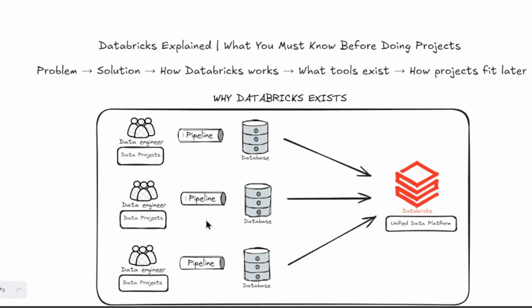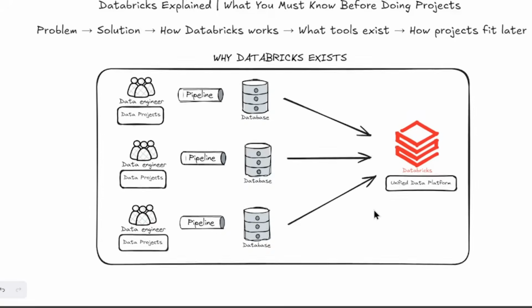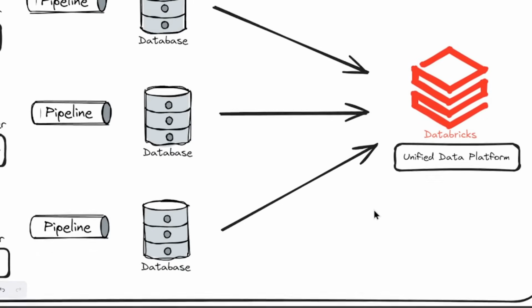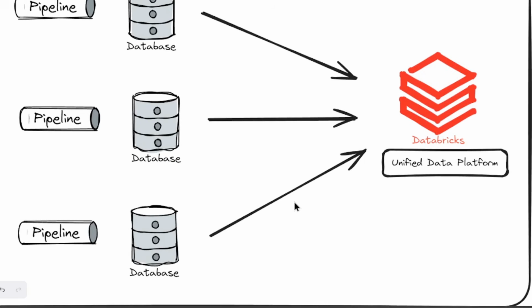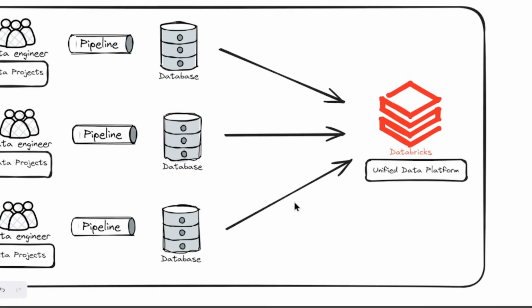So, what's the solution for it? To solve the problem, Databricks was created. Instead of every team building separate pipelines and databases, everything comes to one central platform named Databricks. It is built on top of Apache Spark, which allows it to process large amounts of data very fast. This makes data work simpler, faster, and more scalable.